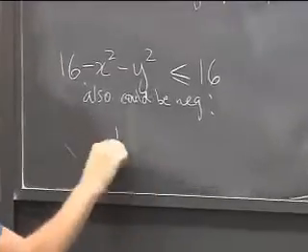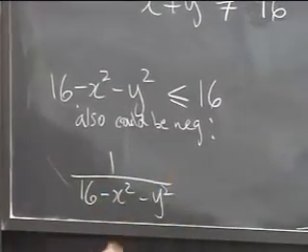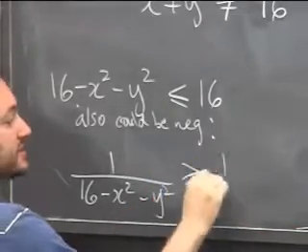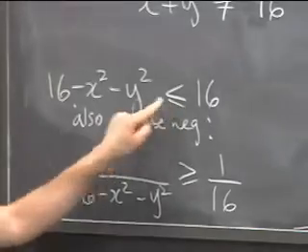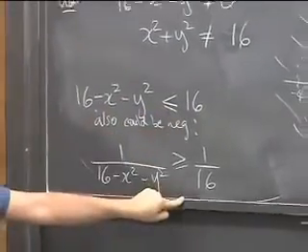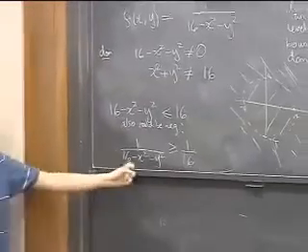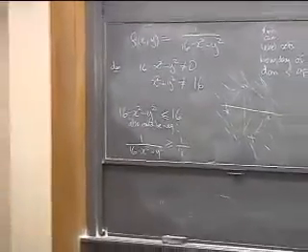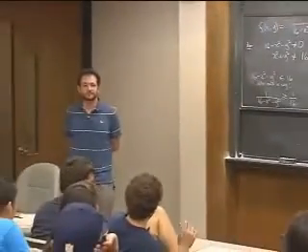So what about 1 over 16 minus x squared minus y squared? That's got to be greater than or equal to 1/16. How do I know greater than or equal to? Because I took the reciprocal, so I switched that. Is that actually correct? Is that necessarily true? Who thinks it's true? Who thinks it's false?